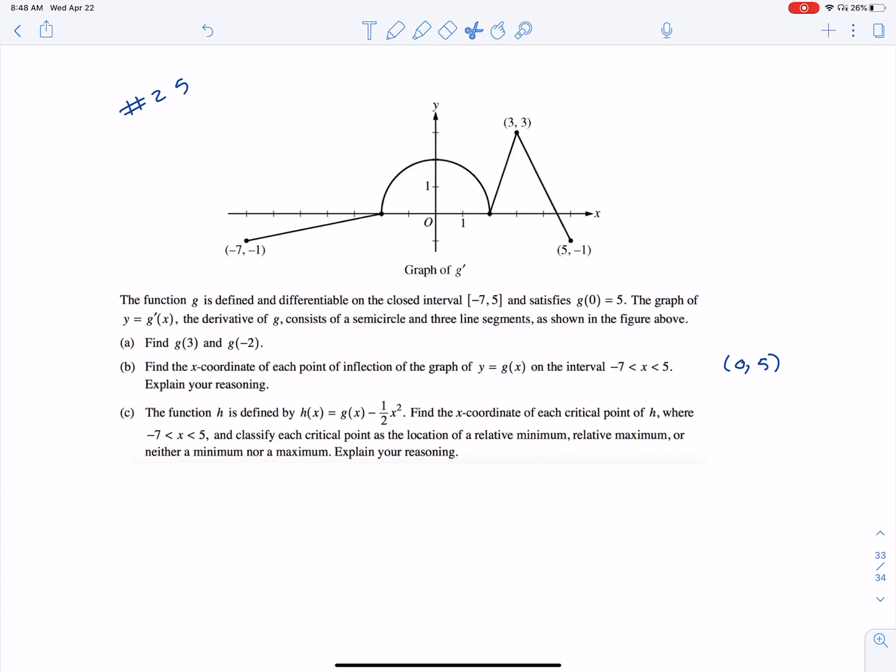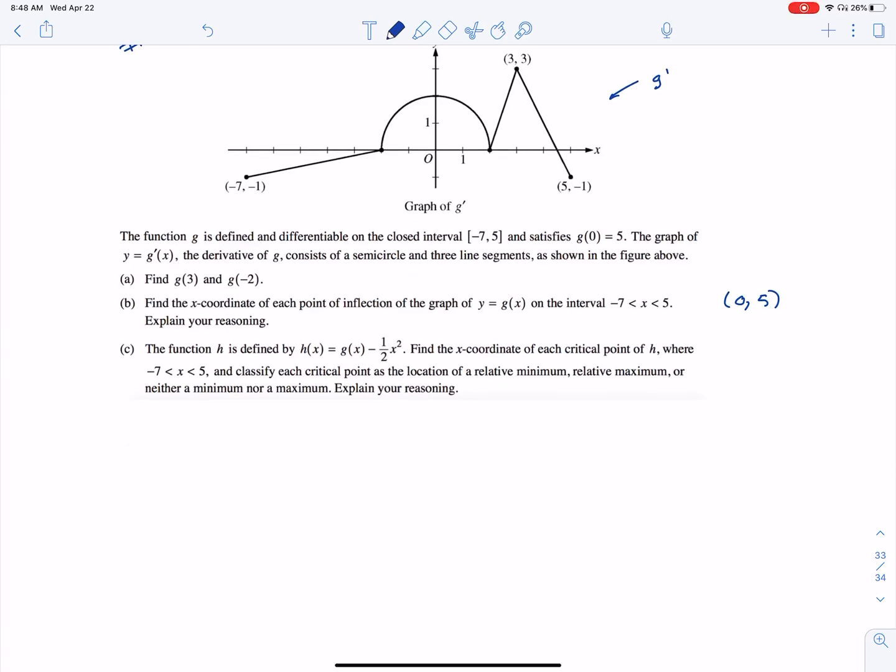So this right here is a derivative function, right? So this right here, as we can note, is the function g prime. Okay, let's see what we can do. First, find g of 3, then g of -2. Okay, so in order to find g of 3, I'm going to have to start with something I know. So in other words, I know what g of 0 is, they told us. So what I'm going to say is it equals g of 0 plus the displacement from 0 to 3 of g prime of x dx.